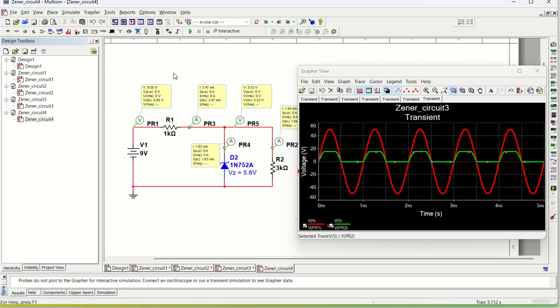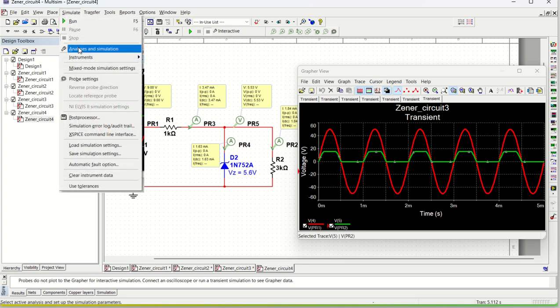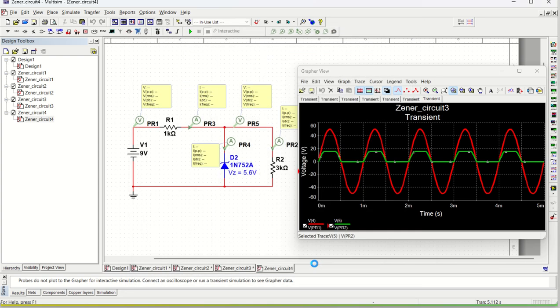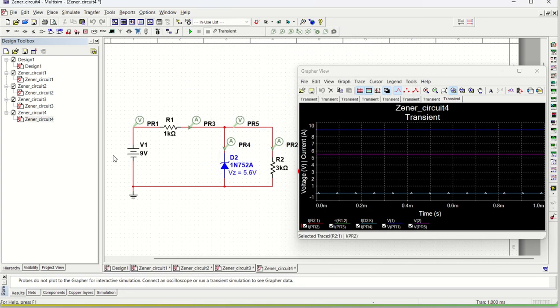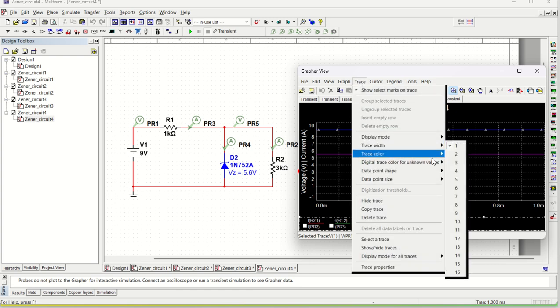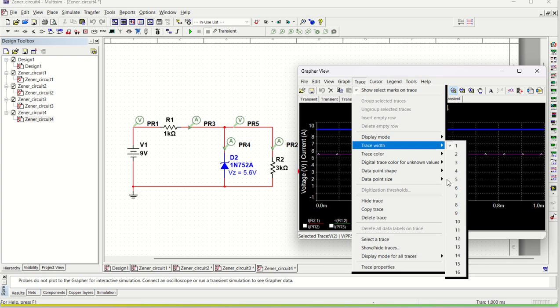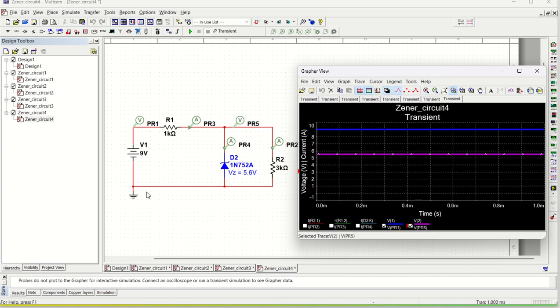Now, if you want to see it in a graph, go to simulate, analyze, let us say transient, and run it. The graph will come here, and since this is a DC voltage, DC voltage is coming. I'll just remove the currents and make the trace width a little thicker, and this is limited to this point. So it's all up to you how you design the circuit and simulate the circuit.